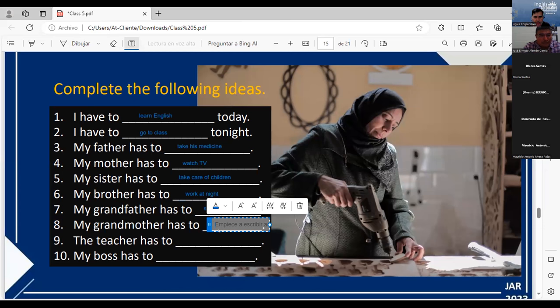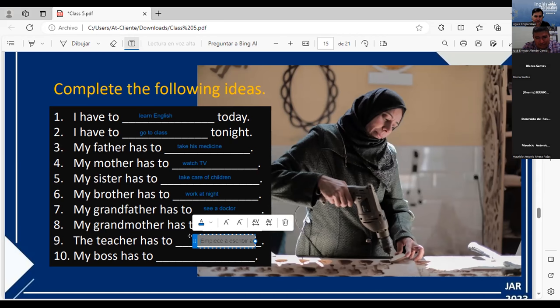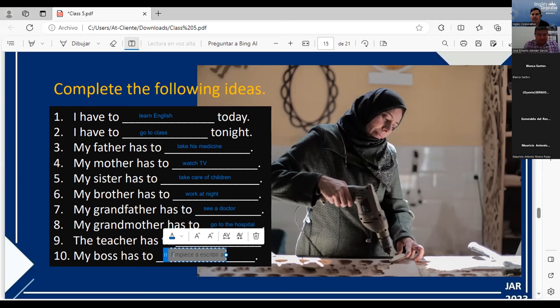My grandmother has to go to the hospital. Okay. Excellent. Teacher has to take a break. Yes, teacher has to take a break. Excellent. I wish. No, it's okay. I have to take a break. My boss has to be patient. Excellent. Yes. Be patient.